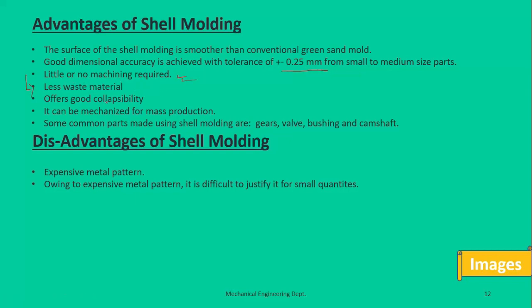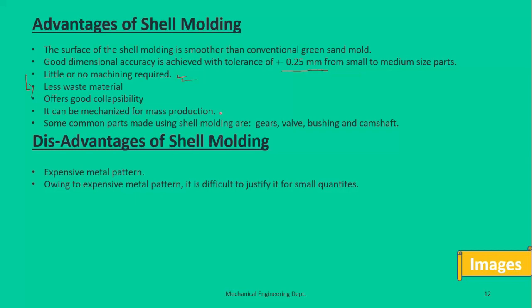Then there is another advantage of the shell molding, that it offers good collapsibility. So once the material is allowed to cool down, it is solidified, it undergoes shrinkage, so the mold doesn't resist. It allows the part to shrink while solidifying, while cooling.